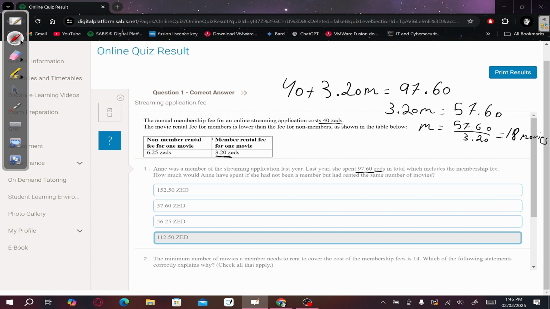So then what we're gonna do now, we're gonna find how much it would cost to rent 18 movies if you were not a member. Since you're not a member, you don't have to pay the membership fee, right? All you're gonna have to do is the non-member rental fee, which is 6.25 into 18, because remember it's gonna be 6.25 M equals the total cost. Let's call it T. So 6.25 times 18 gives me 112.50 zats. And this is my answer.